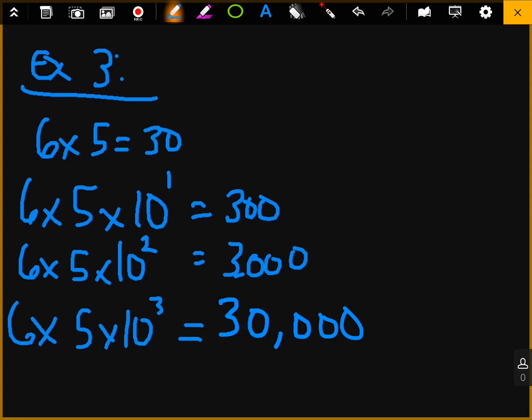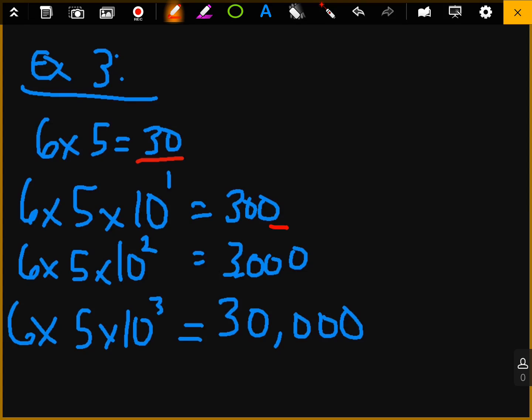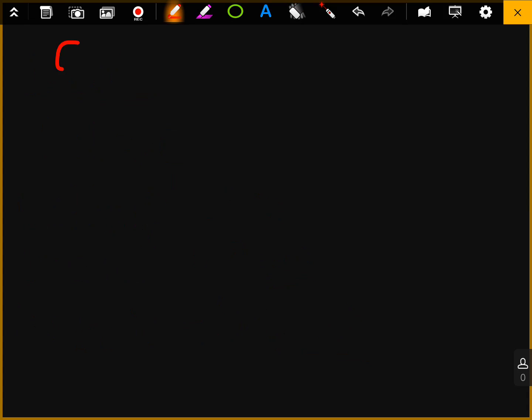30,000. And by now you should be noticing a pattern. First, when you have the whole numbers, you get 30. But as you increase by 10, what happens? The zeros increase as well. Okay? And we're going to look at that once again in example number 4. Okay, so here's example number 4.